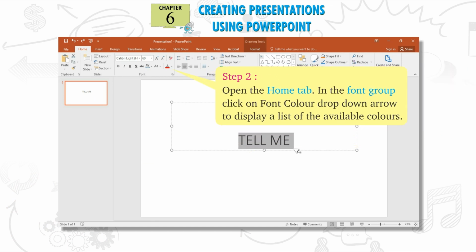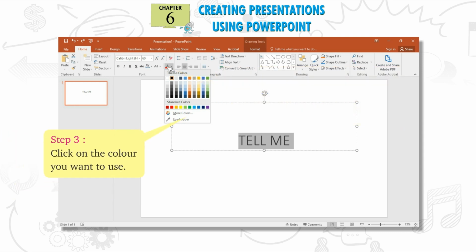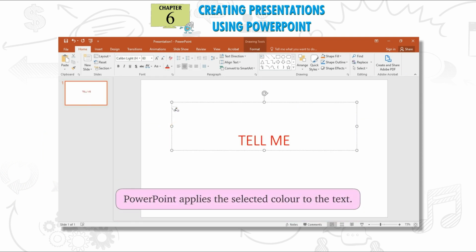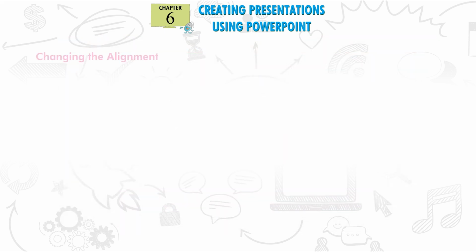Step 2. Open the Home tab. In the font group, click on the Font Color drop-down arrow to display a list of the available colors. Step 3. Click on the color you want to use. PowerPoint applies the selected color to the text.